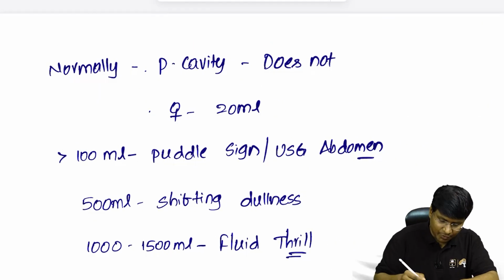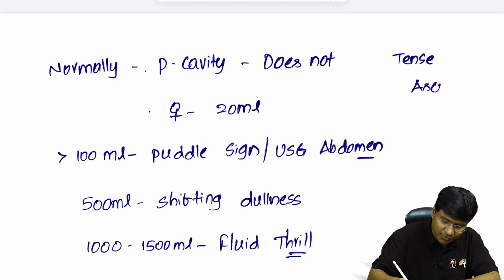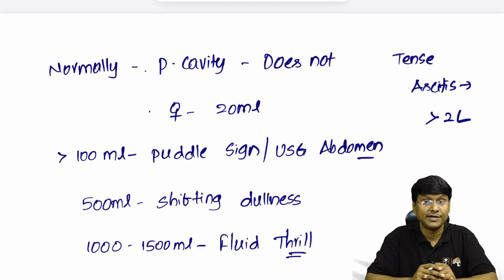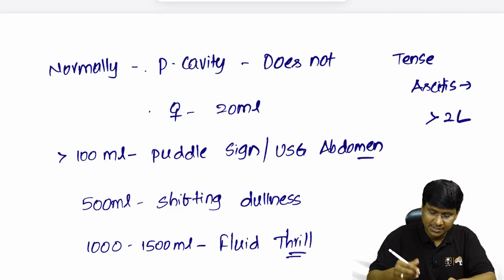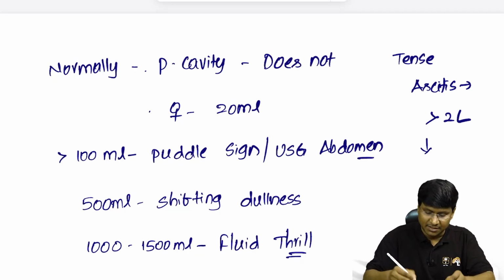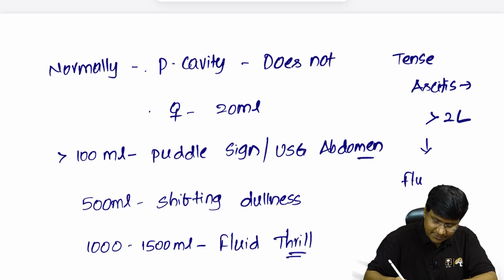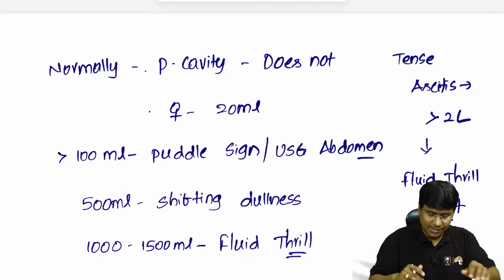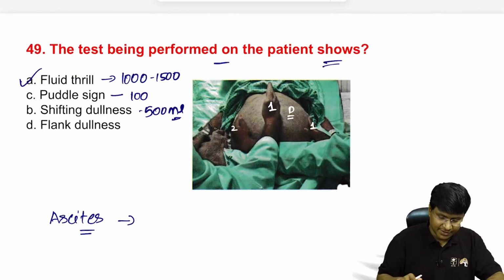And we also have another important terminology called tense ascites. Tense ascites is where the quantity of the fluid in the peritoneal cavity will be more than 2 liters. And when the quantity of the fluid is more than 2 liters, please remember the fluid thrill will be absent. The fluid thrill will be absent in cases of tense ascites. Okay, so the answer here is the fluid thrill.